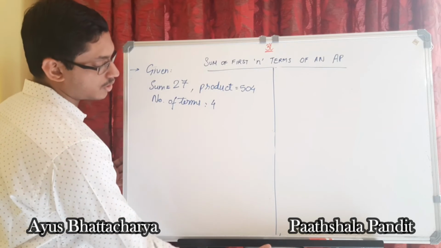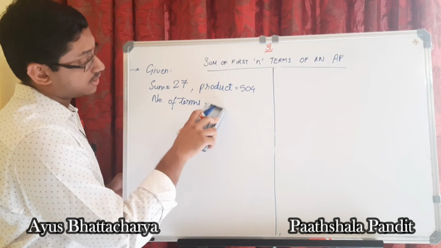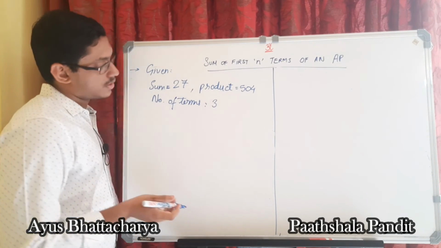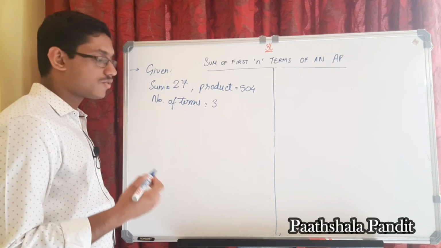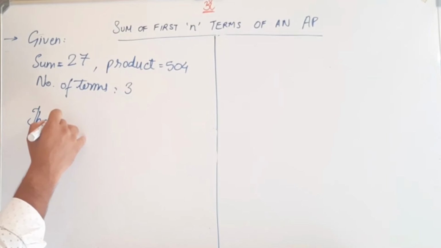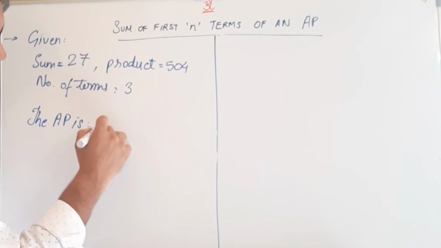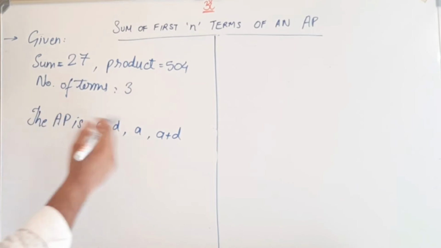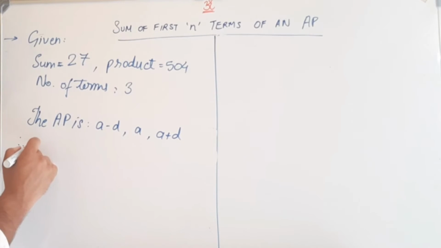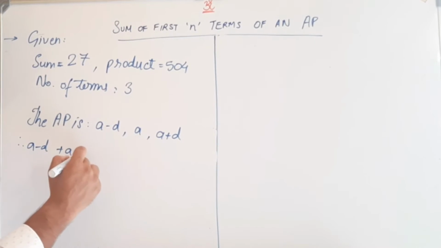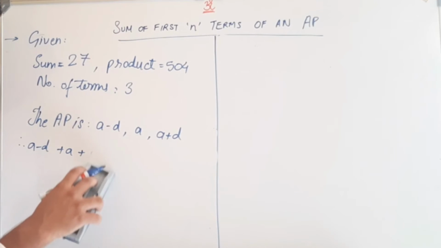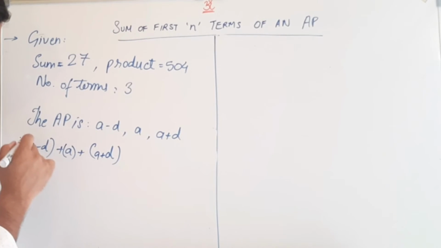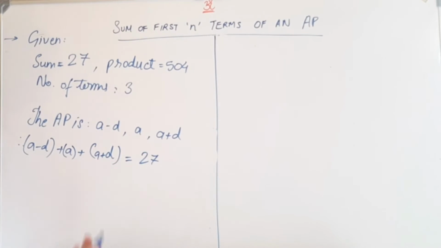So now here the number of terms is 4, no, it is 3, isn't it? Yes, it is 3. So what AP do we have to take? The AP is a minus d, a, a plus d, isn't it? So now add it. Therefore a minus d plus a plus a plus d is equal to 27, isn't it?